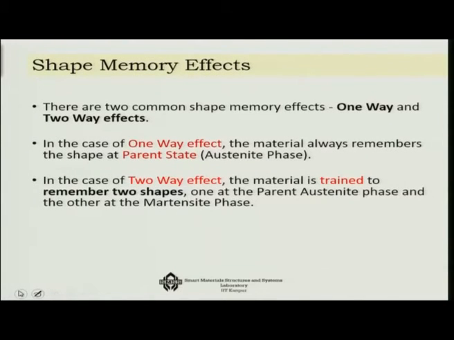Now there are two common shape memory effects. One is called the one-way effect and another is called the two-way effect. In the case of the one-way effect, the material always remembers the shape at the parent state, and that is the austenite phase. That is what I was telling you, that at the high temperature austenite phase it remembers the shape in the case of the one-way effect. However, in the case of the two-way effect, you can train the material in such a manner that it can remember two shapes, one at the parent austenite phase and the other at the martensite phase. However, you have to give a lot of training to the system.